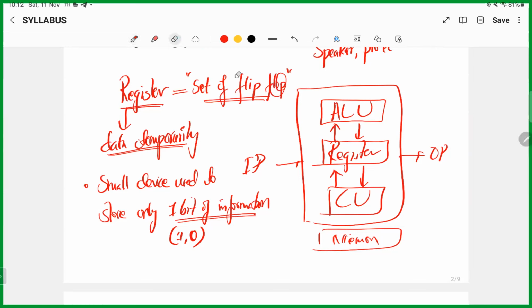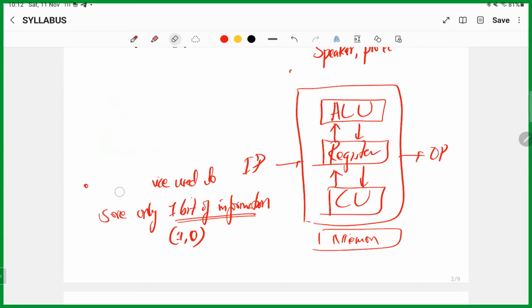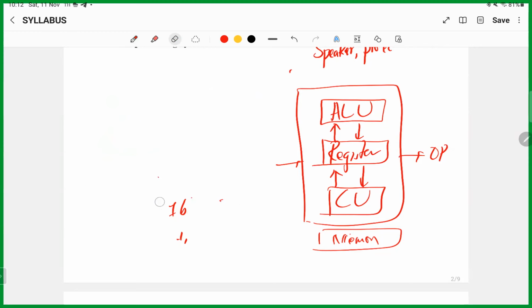Okay. Moving further. Register is done. Moving further. The last one is control unit. Control unit. As the name itself says, control. What it might be.